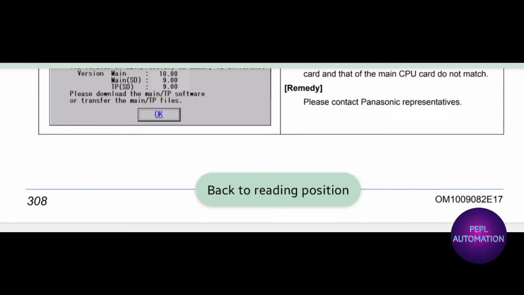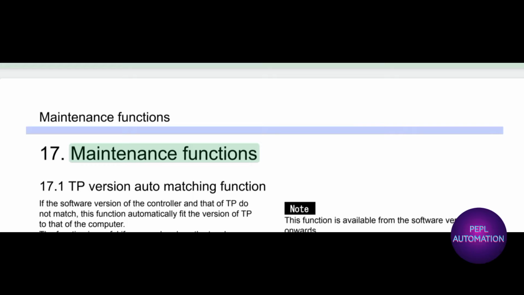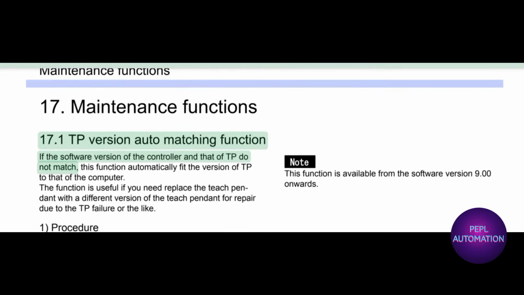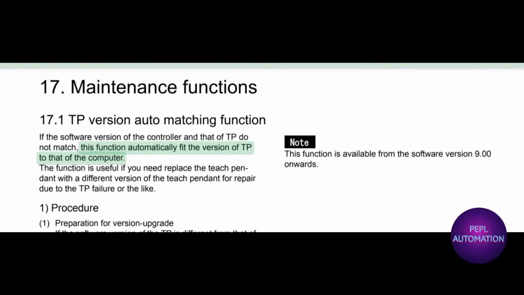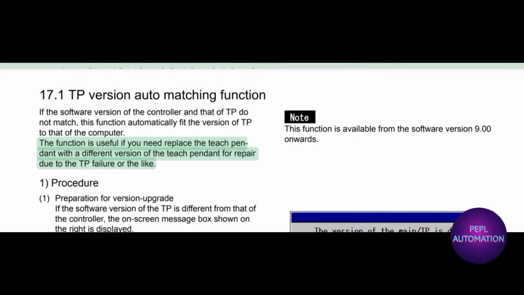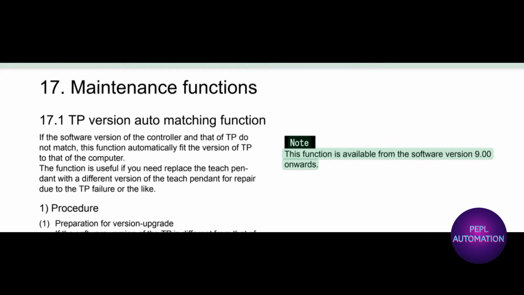17. Maintenance functions. 17.1 TP version auto-matching function. If the software version of the controller and that of the TP do not match, this function automatically fits the version of the TP to that of the controller. The function is useful if you need to replace the teach pendant with a different version of the teach pendant for repair due to a TP failure or the like. Note: this function is available from software version 9.00 onwards.